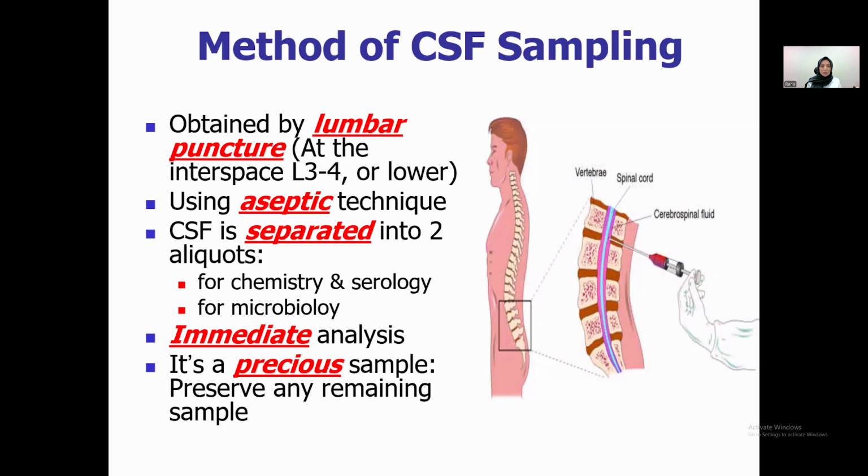As a precious sample, we usually preserve it, because it's very difficult to get this sample, unlike blood samples or urine samples. In our hospital, for example, we have a policy to keep normal samples for 6 months and abnormal samples for 1 year. We have to keep them at -80, because it's very precious and we don't want to lose it if later on we need to go back to these samples.